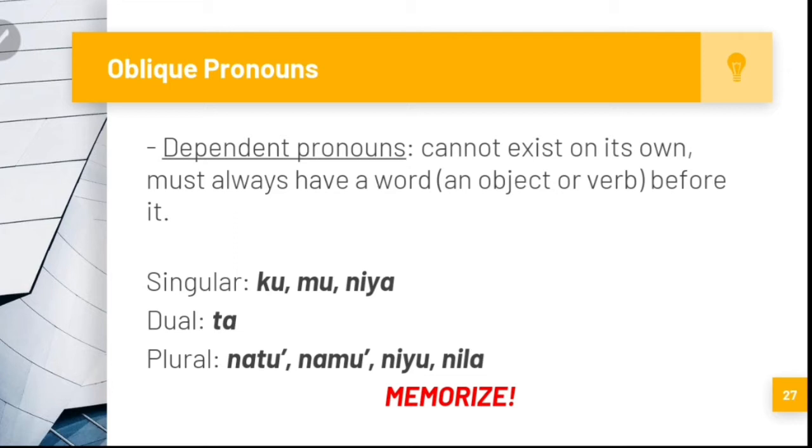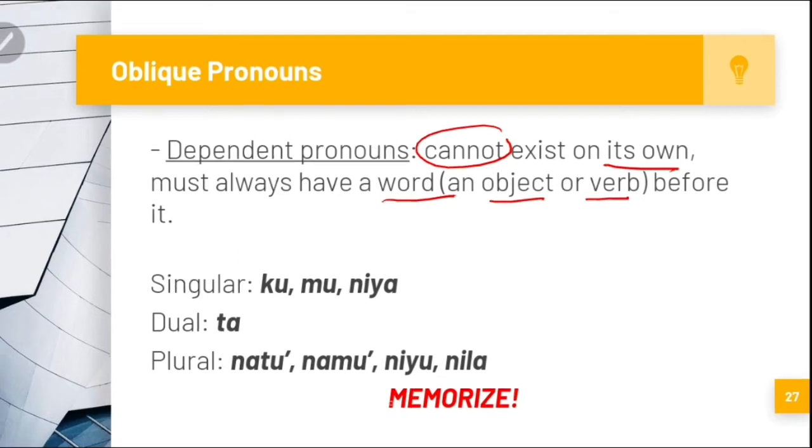The other two sets are independent pronouns. They can exist on their own, but oblique pronouns are dependent. They cannot exist on their own. They must always have a word, either an object or a verb, that they can attach to. That is why they are called dependent pronouns. So here are our oblique pronouns. Again, there are 8 oblique pronouns. Let us try to memorize them.